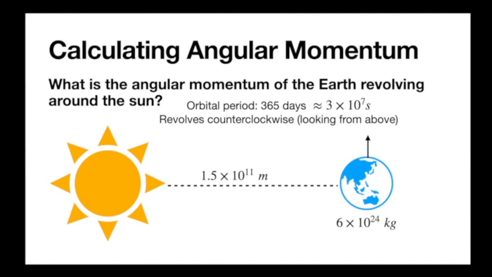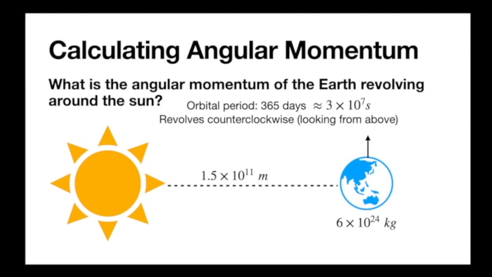So we can do kind of the similar math I did before. For the orbital period, 365 days turns into roughly 3 times 10 to the 7th seconds. It's just 365 days, 24 hours in a day, 60 minutes in an hour, 60 seconds in a minute, and we get this many seconds. So now we have all the key pieces that we need to calculate this.